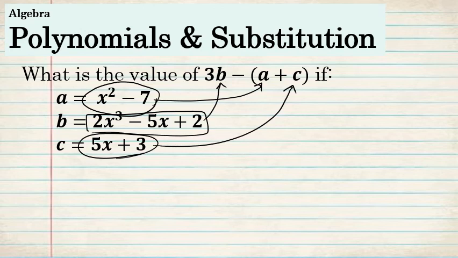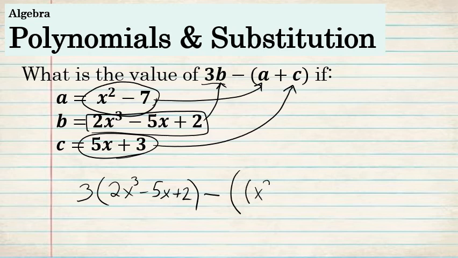Let's begin by substituting. This expression begins 3b. I'm going to write 3, and instead of b, I'll substitute 2x to the third minus 5x plus 2. Then there's a minus sign, and inside parentheses I have a plus c. I'll begin by writing those expressions in parentheses. A is x squared minus 7, and c is 5x plus 3. Next, we will follow the order of operations to do any multiplications and combining of like terms to arrive at a final answer.